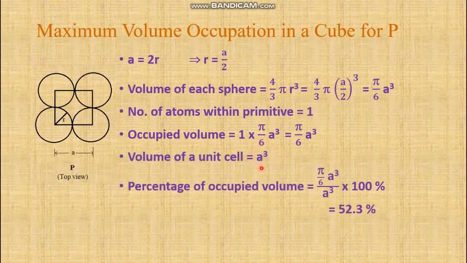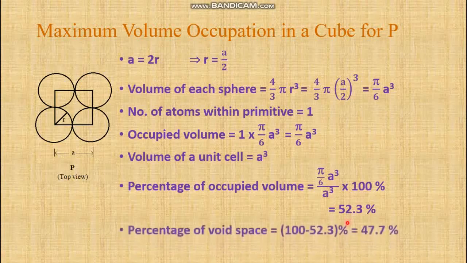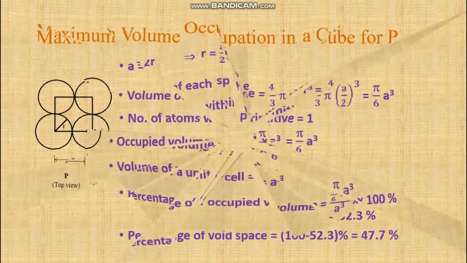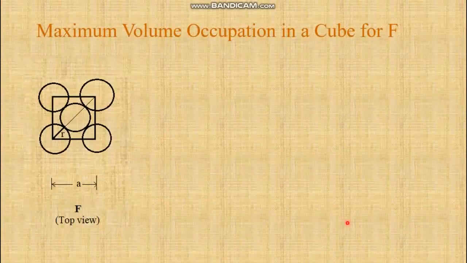So out of this overall a cube volume, the amount of occupied volume is pi by 6 a cube. Then the fraction of occupied volume is pi by 6 a cube over a cube. And the percentage of occupied volume is that fraction into 100%. That gives the result 52.3. So it is the lowest volume occupancy, and so the highest void space, which is 47.7%.